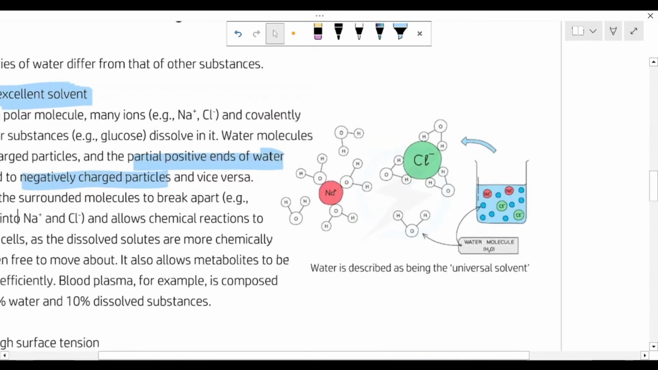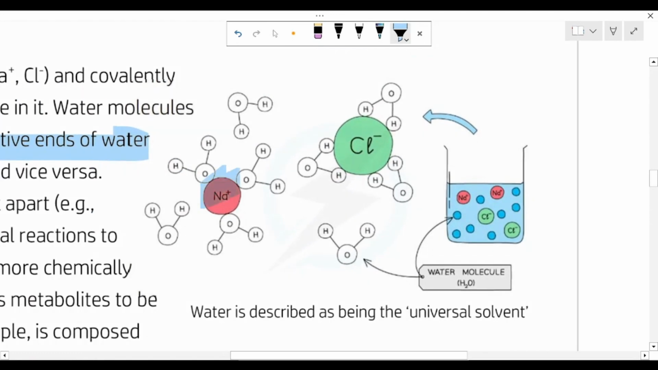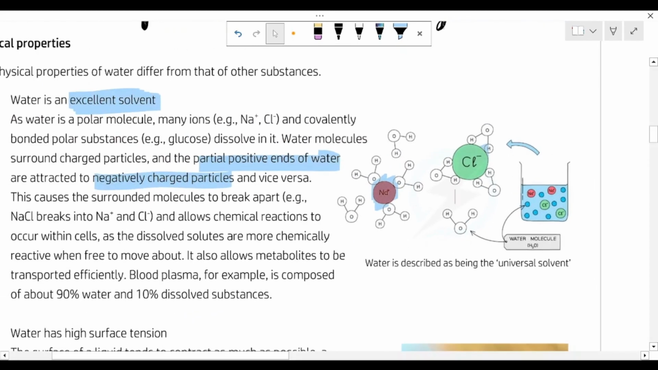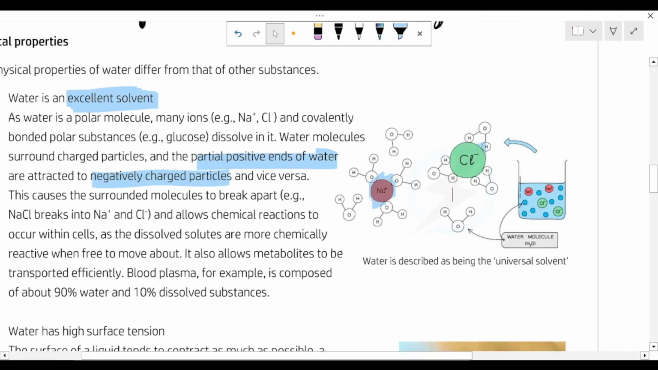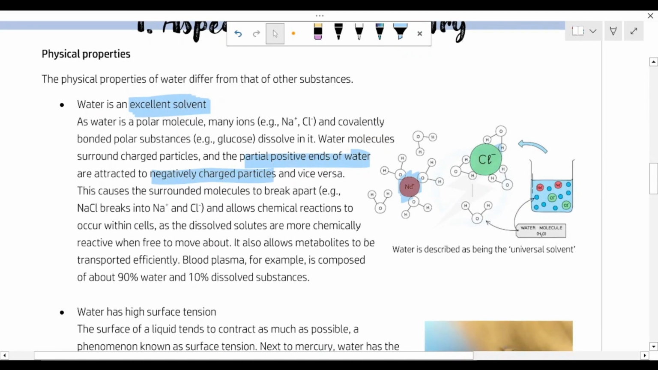As you can see in this diagram here, you have your positive sodium ion, and the negative oxygen, which carries a partial negative charge, is attracted to it. The opposite happens for the chloride ion. It's negative, so the hydrogens with the partial positive charge are attracted to it. What that means is that the surrounded molecules are able to break apart. So for example, NaCl, sodium chloride, will break into sodium ions and chloride ions. And this allows chemical reactions to occur in the cell.